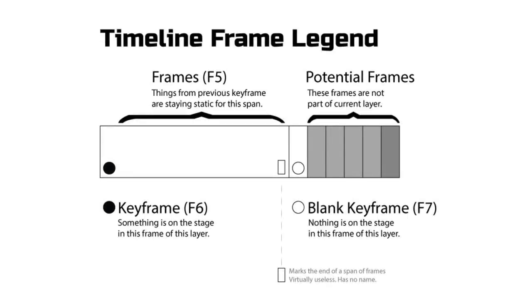So I've created this handy timeline frame legend, which you can print out, hang on your wall, and the whole point of this lesson is to decipher this for you, okay? We'll talk about frames, keyframes, blank keyframes, and potential frames. I'm going to walk you through all these different things so that when we get into doing some real animation in the next lesson, you're going to know exactly how to read the timeline and you're going to feel comfortable. All right, so let's get into it.